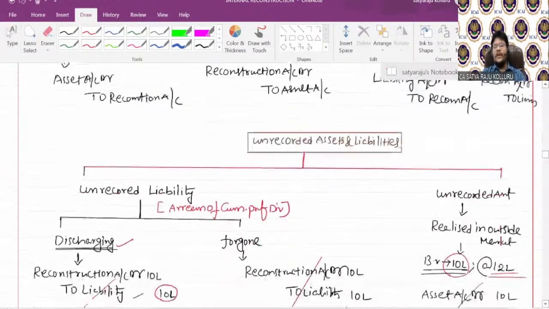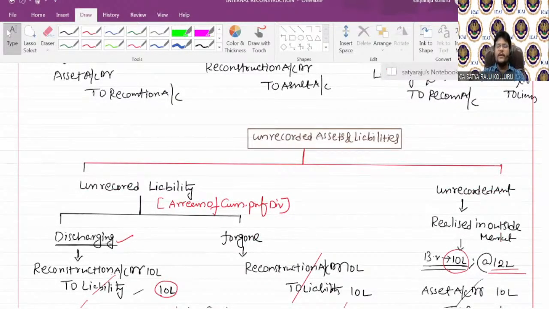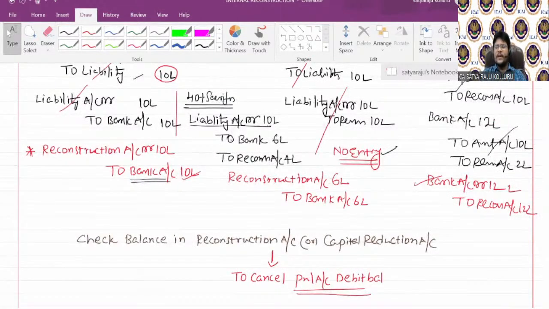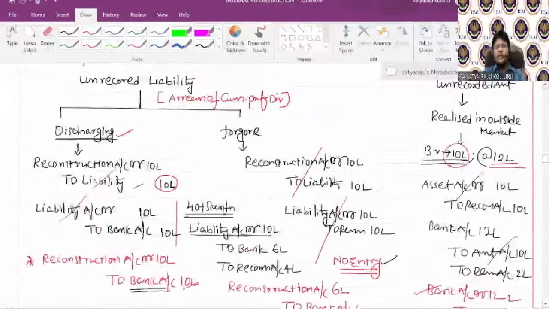One more important issue I discussed: things related to unrecorded assets as well as liabilities. Sir, unrecorded liability will come into the exam and into the problems many times. That is arrears of cumulative preference dividend. We can call it an unrecorded liability only. If such arrears of cumulative preference dividend are forgone by the preference shareholders, then there is no entry. But if we are discharging an amount to such unrecorded liability holders, then the journal entry is reconstruction account debit to bank, or reconstruction account debit to equity share capital, or reconstruction account debit to preference share capital, at the rate of the discharging amount. Whatever the book value is, it is irrelevant.